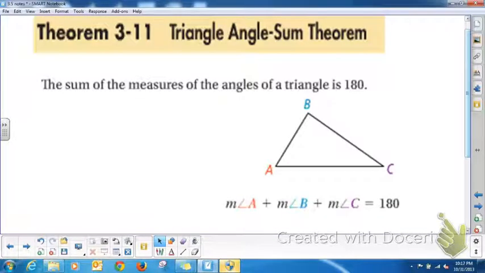The essential understanding of this section is the triangle angle sum theorem. The sum of the measures of the angles of a triangle is 180 degrees. So that means in a triangle there are three angles, which is why we call it a triangle. The measure of angle A plus the measure of angle B plus the measure of angle C is equal to 180 degrees. This is true of every triangle, even if it's a very small triangle or an extremely large triangle. Every triangle, the three angles on the interior of the triangle have a sum of 180 degrees.